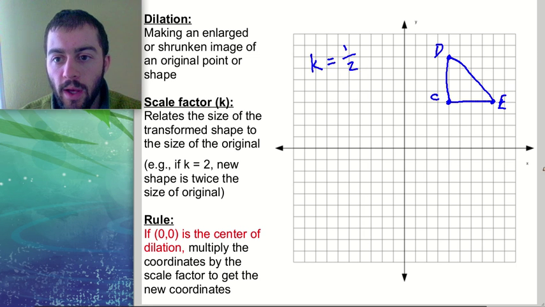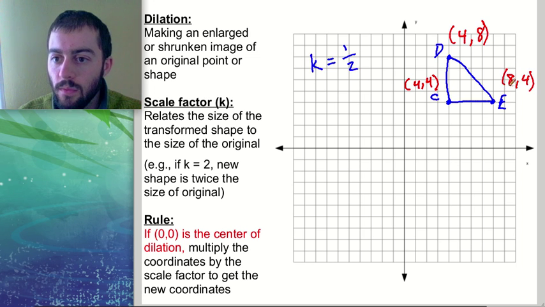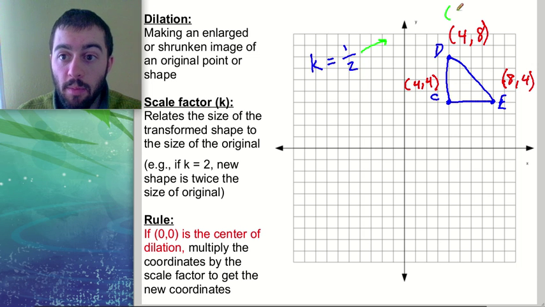All right, so if we go ahead and dilate triangle CDE, we first need to have the coordinates for each of these points. So C is at 4, 4, D is at 4, 8, and E is at 8, 4. Okay, so when we go to dilate these, we have to take our points and multiply them by the scale factor. So we're going to apply the scale factor of 1/2 to each of the points in this shape. So if we multiply the coordinates 4, 8 by 1/2, that would give us 2, 4 as the new coordinates. 4, 4, we would have 2, 2 as the new coordinates, and 8, 4, we would have 4, 2 as the new coordinates.